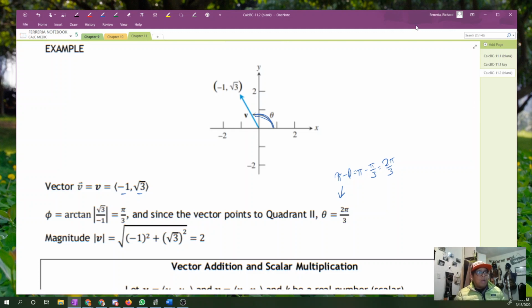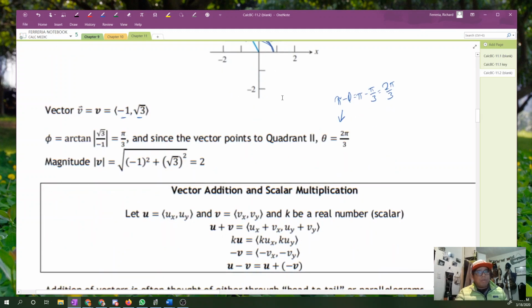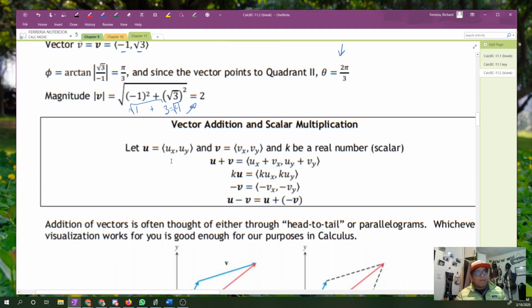Okay, moving on here from this, we'll have the magnitude. The magnitude is just the square root of 1 squared, which is 1, plus the square root of √3 squared, which is 3. 1 plus 3 is equal to 4. Square root of everything, and that's where we get the 2. Okay. We have additional rules about vector addition and scalar multiplication.